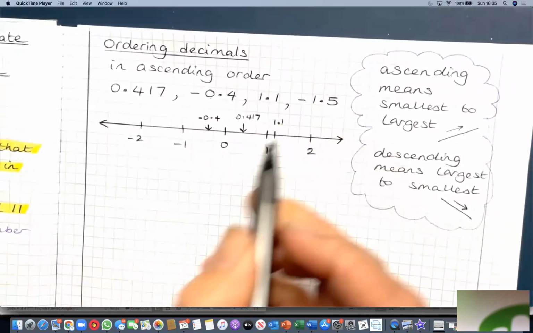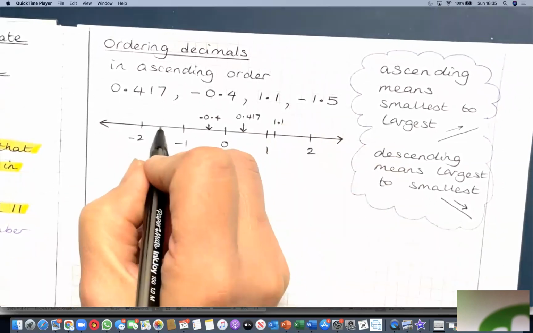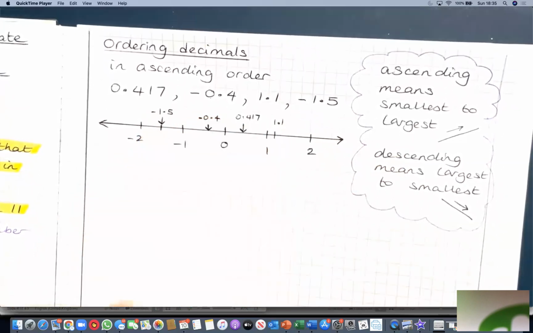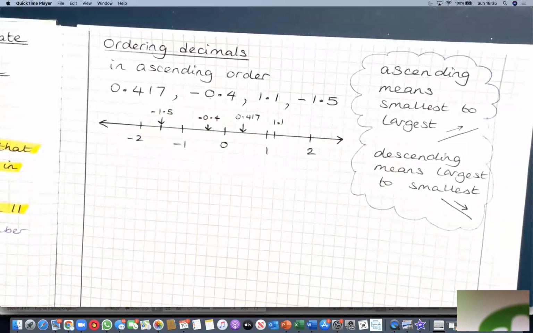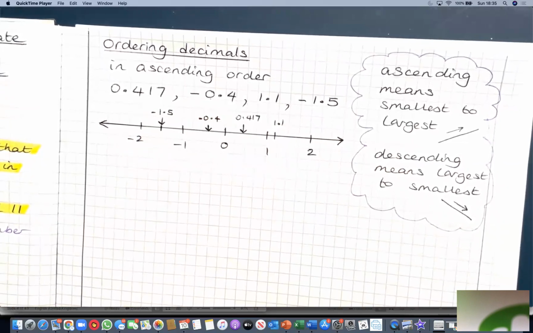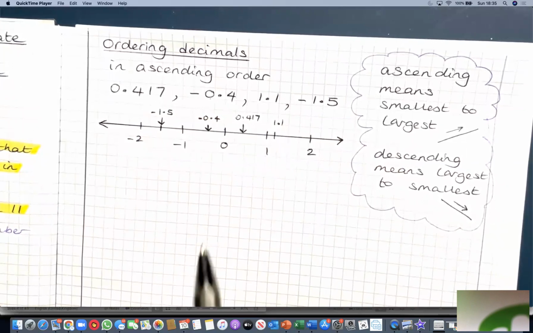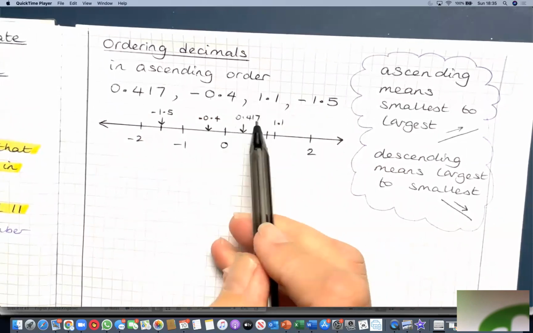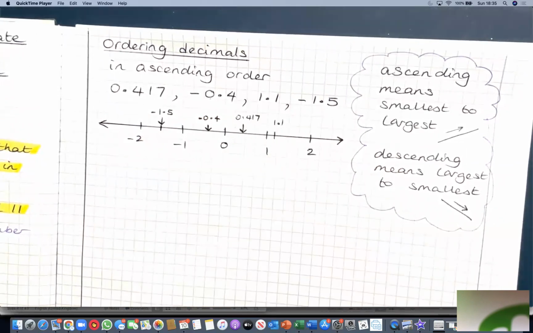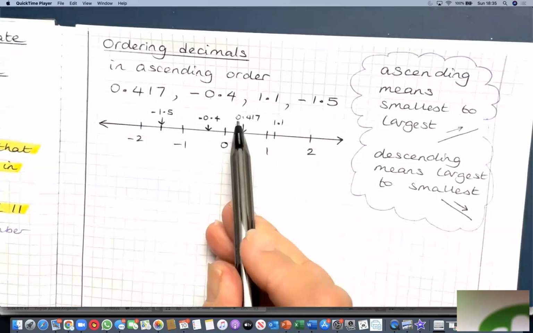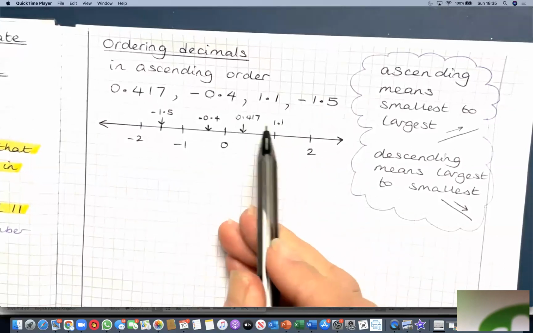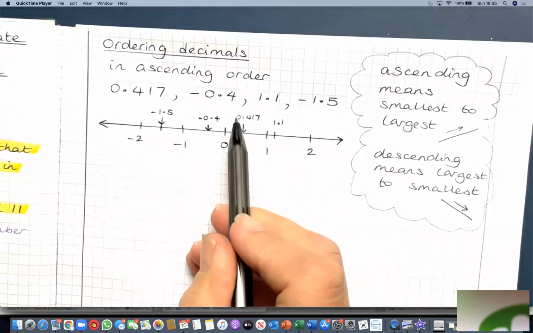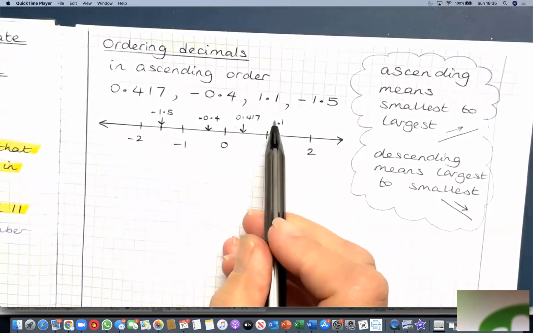1.1 can go there. And then finally, negative 1.5. So that is going to be down here, negative 1.5. Now, the advantage of using a number line is twofold. Firstly, it helps you see that this number, just because it's got more digits in it, isn't larger than this number. Remember, when we're comparing decimals, we always want to work from left to right and look at the column furthest to the left first, because that's the largest part of the number. So the 0 here is clearly less than the 1 here.